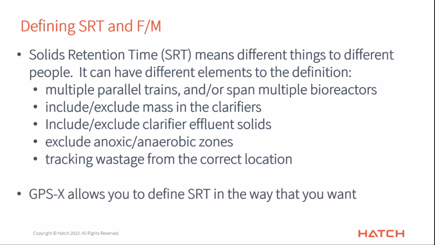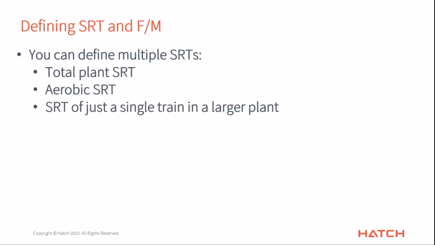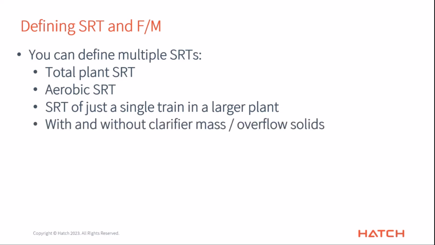So the key takeaway here is we don't define the SRT. You can do that in the way that you want. You can, in fact, define multiple SRTs, as I mentioned, total and aerobic, or you can have separate SRT definitions for different trains in the plant. I've certainly had that in the past where a plant has been upgraded and they have two different sides, a north side and a south side, and maybe the sides are not the same, so they need their own SRT calculations and so on.